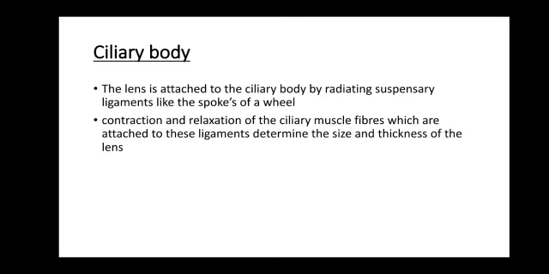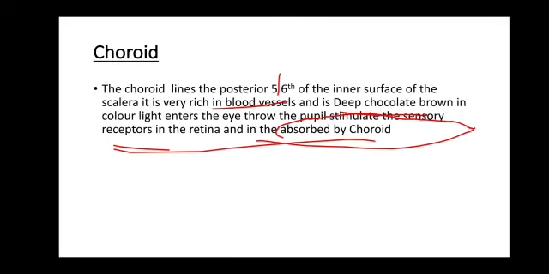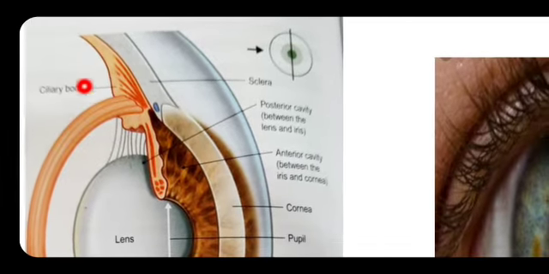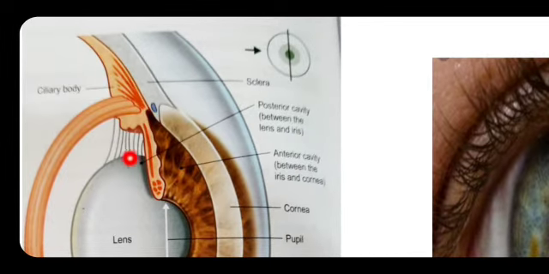Next is the ciliary body. What is the ciliary body? Let's go to the diagram section. So this is the ciliary body. Here you can see this is the ciliary body and this is the suspensory ligament. The thread-like structure is the suspensory ligament. You have to remember both. We are going to discuss it.